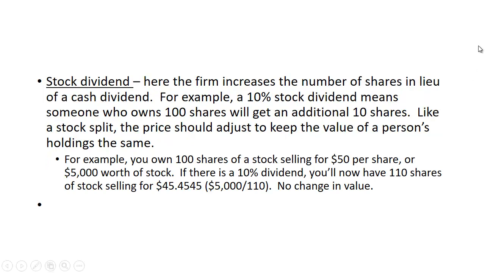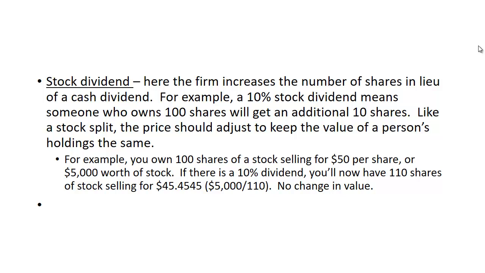A stock dividend is the case where the firm increases the number of shares in lieu of a cash dividend. When we think of dividends, usually we think of a company sending a shareholder a check for $3 per share in a cash dividend. Here, instead of sending you cash, they increase the number of shares you own. So for example, if it's a 10% stock dividend, someone who owns 100 shares will get an additional 10 shares. And like a stock split, the price should adjust to keep the value of a person's holdings the same.